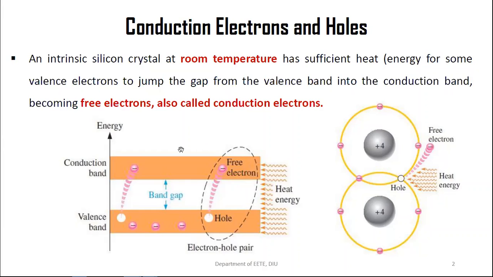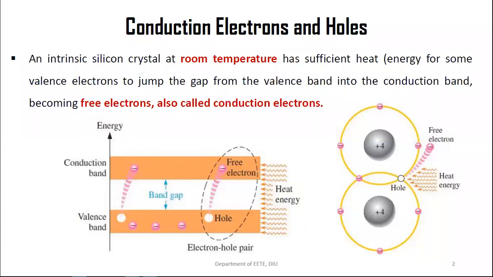This is the energy band diagram. I discussed this type of diagram in the very first class. There are two types of silicon: one is intrinsic, one is extrinsic. In intrinsic silicon, that means pure silicon, at room temperature, probably 25 to 27 degrees Celsius, there is a certain amount of heat, so it has sufficient heat energy.